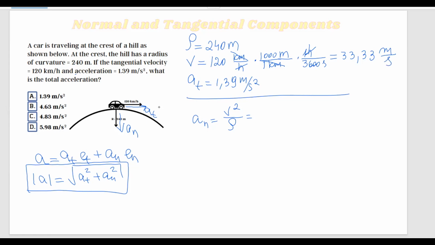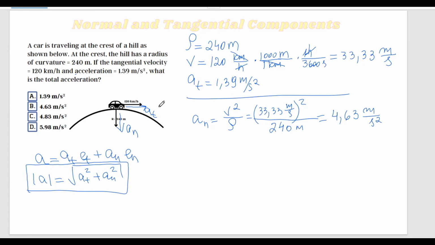So now I can use this velocity in my equation and say 33.33 meters per second, squared. And then I have the radius of curvature in meters. So the normal acceleration is 4.63 meters per second squared.